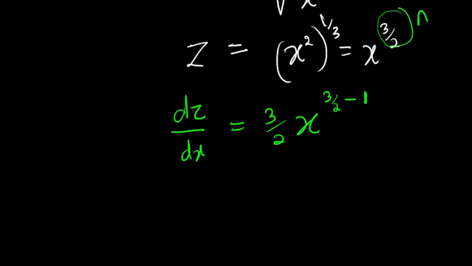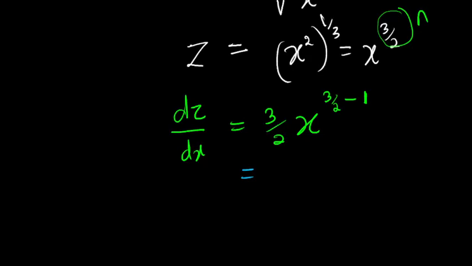3 over 2 minus 1. And what's 3 over 2 minus 1? You can use this code. 3 over 2 minus 1, where 1 can be written as 2 over 2. So you have this: 1 is the same as 2 over 2. So we have 1 over 2. Good. That's very simple.